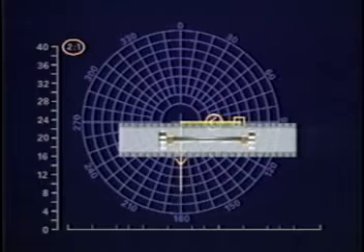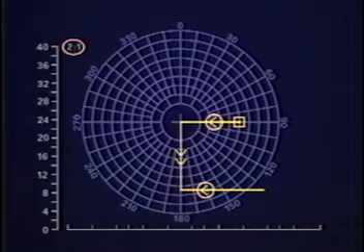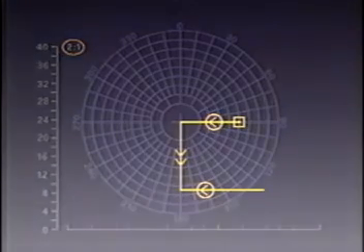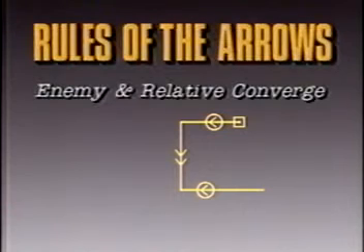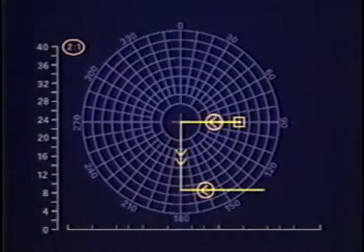Using your parallel ruler, transpose the relative track to the end of the enemy's course and speed vector. To ensure the information has been plotted correctly, apply the following rule of the arrows. Enemy and relative converge. Next, since you're required to complete this maneuver at 20 knots, mark the point where the relative line intersects 20 knots. This will give you the course you must steer at 20 knots to make the contact close the center of the maneuvering board.